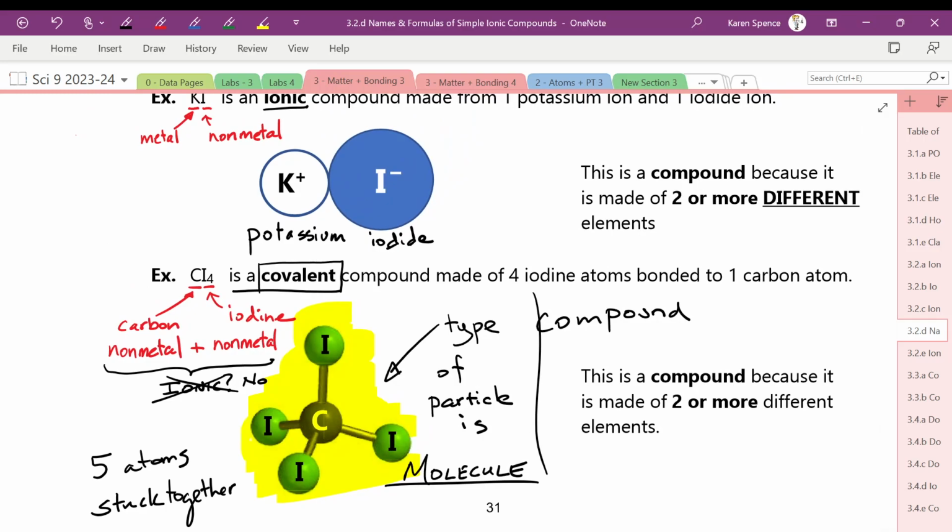Does anyone remember what we called this thing that's made of a single positive ion and a single negative ion? Sadly, the initials are FU, which is rather unfortunate. I'm sorry. Yes, it is a formula unit.